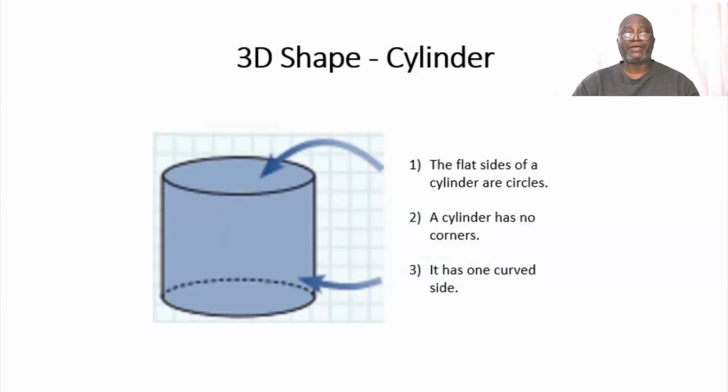Now, a cylinder is different. The flat sides of a cylinder are circles, and it's got 2 flat sides. It has no corner because it's round. It's a continuum, as I told you, the top and the bottom bits. And it has no curved sides. Okay, there are other forms of 3D shapes which we will learn about almost at the end of the lesson.